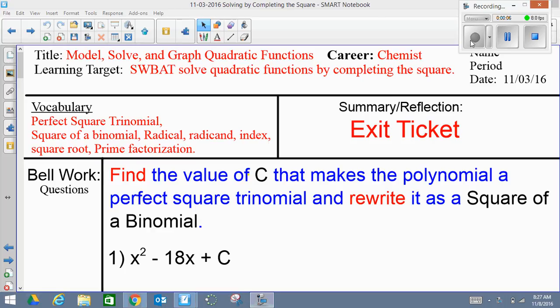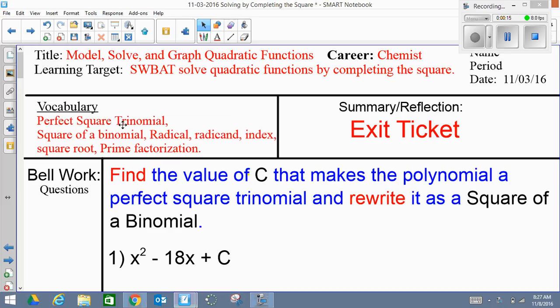Today we're going to solve quadratic functions by completing the square. That's our goal for today, our learning target. There's a bunch of vocabulary. The first one is going to be perfect square trinomials, which we're going to talk about in a minute. Square of a binomial, radical, radicand, index, square roots, and prime factorization. All right, so let's go to the work.